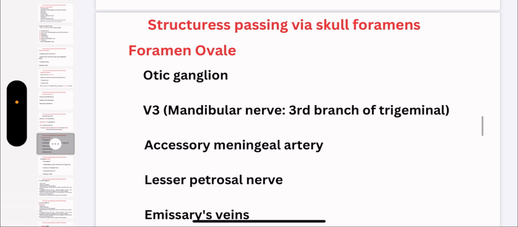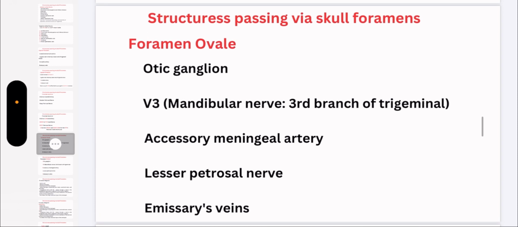Okay, structures passing via foramen ovale are otic ganglion, V3, which is the mandibular nerve, third branch of trigeminal, accessory meningeal artery, lesser petrosal nerve, and emissary vein. Bear in mind, we don't mention all the structures, we mention the important structures. How can you remember this one?